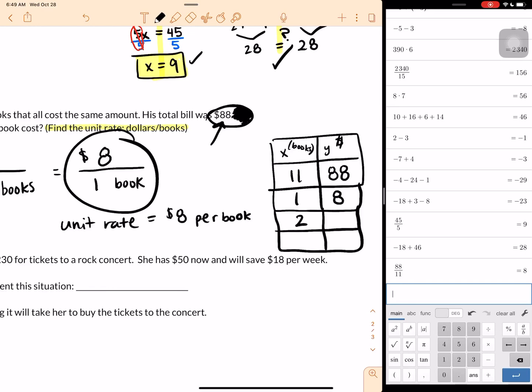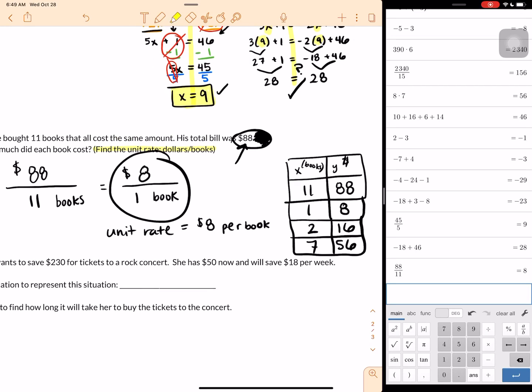So now you can use that unit rate to say, okay, well, what about 2 books? Well, 2 times $8 would be $16. Okay, what about 7 books? Well, 7 times $8 is going to be $56. So now you can use a unit rate to determine the cost of all kinds of different quantities of books. So that's the point there. But for this answer, unit rate is $8 per book, or you could write it like this. This is the unit rate.